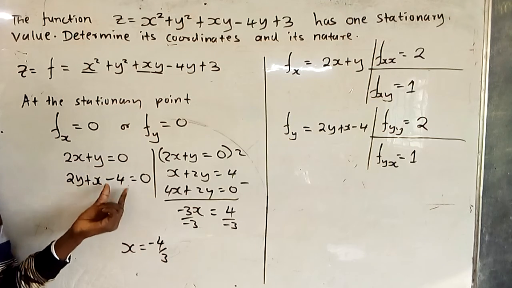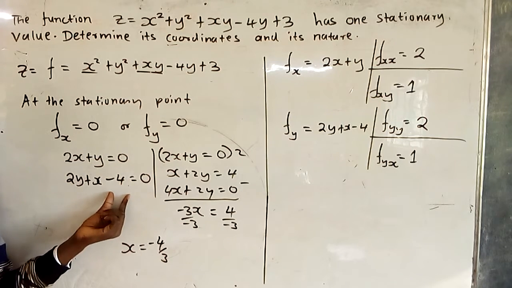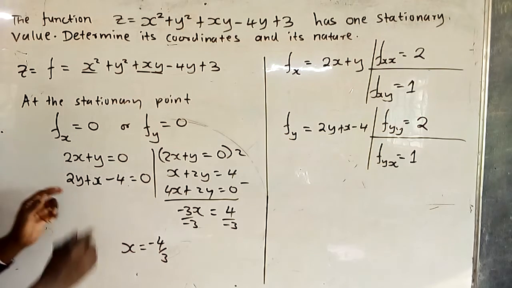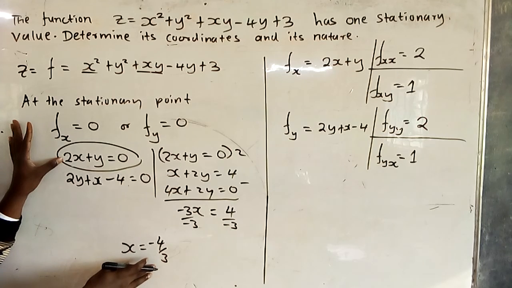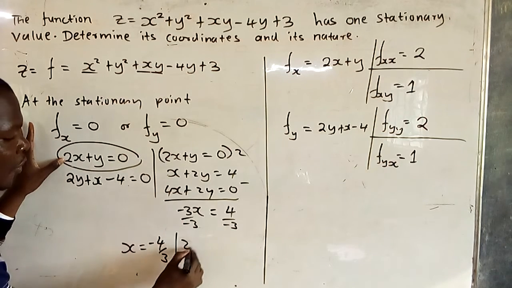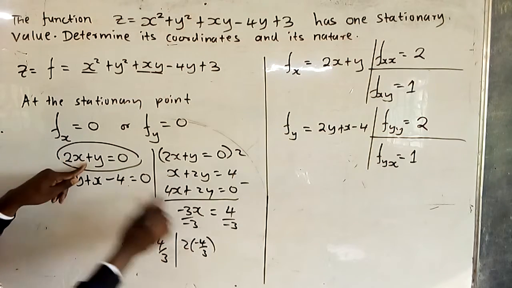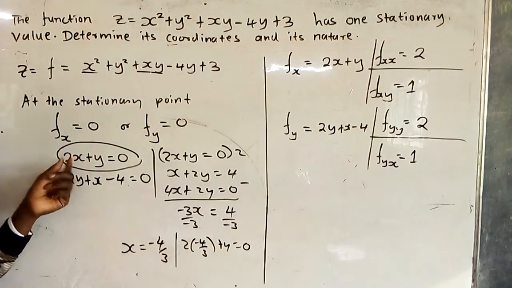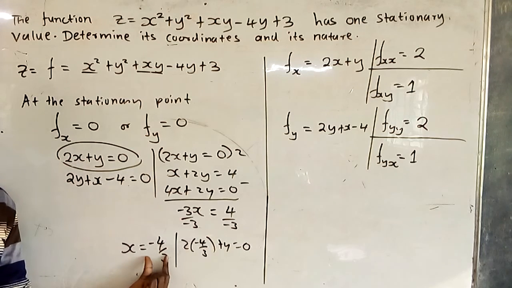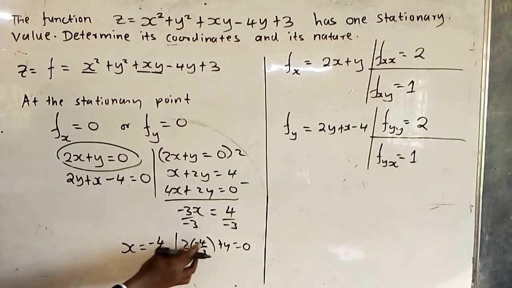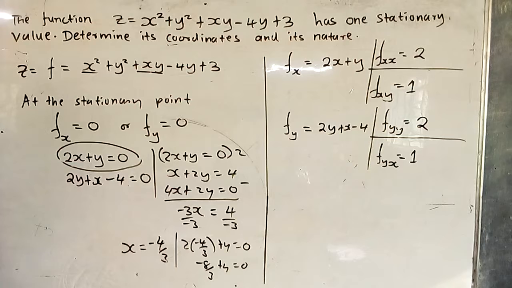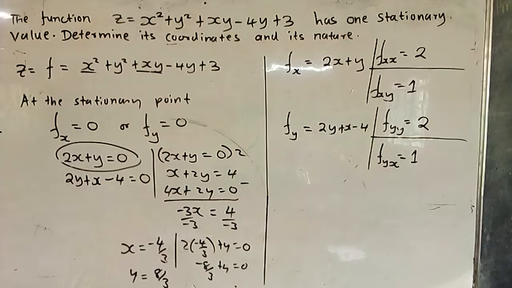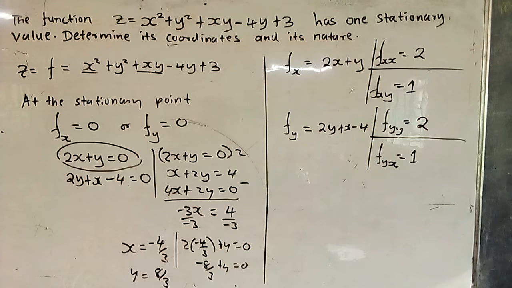So when x is negative 4 over 3, what is y? You use any of the two equations to get the value of y, isn't it? So if we use this first one, where there is x, you put negative 4 over 3, isn't it? Are we together? So we have 2x here plus y equals 0. You substitute for x, which you found to be negative 4 over 3, isn't it? So what do we get? Negative 8 over 3 plus y equals 0. So if you take negative 8 over 3 to the other side, you get y to be what? Positive 8 over 3. Are we together? You found y to be positive 8 over 3.